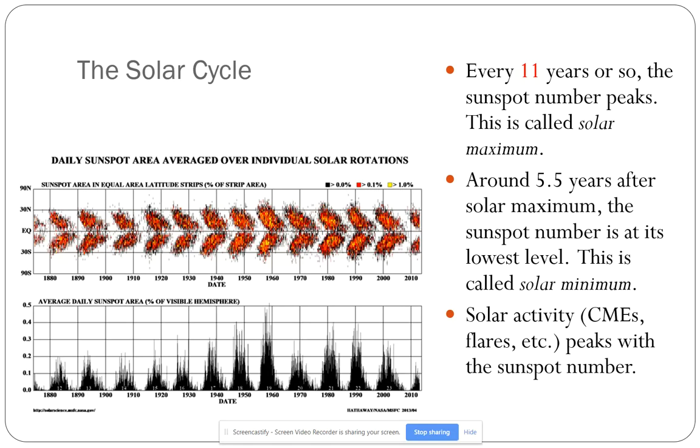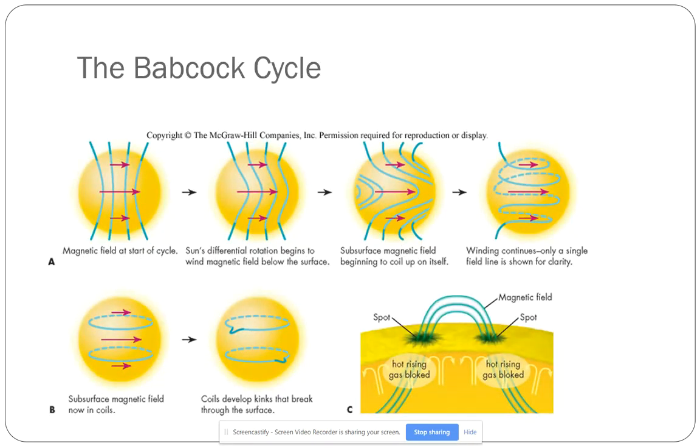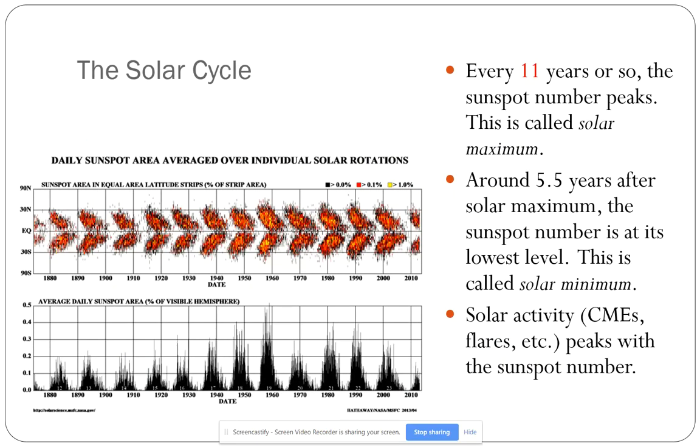So, let me back up one. There was one important thing that I didn't say there. Every 11 years or so, you have a repeat in the cycle. It actually varies between 9 to about 14 years for the cycle. Some are longer, some are shorter, but it's pretty reproducible. The Earth, I'll just come back to that later. So around 5.5 years after the solar maximum, sunspot numbers are the lowest. Why? Because that's halfway between.